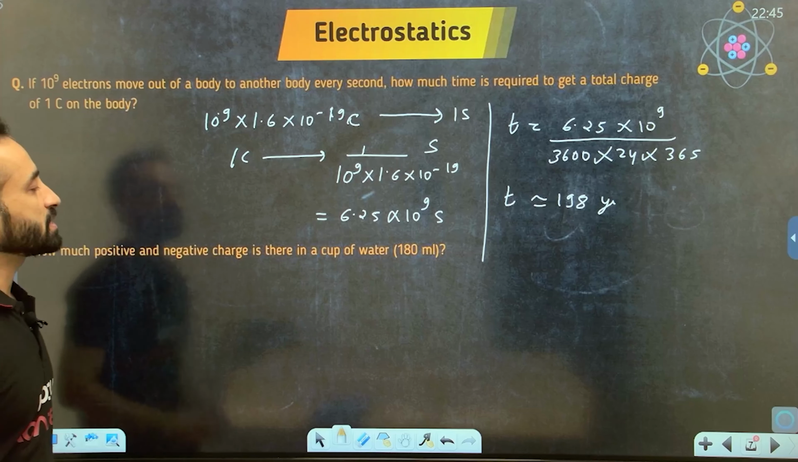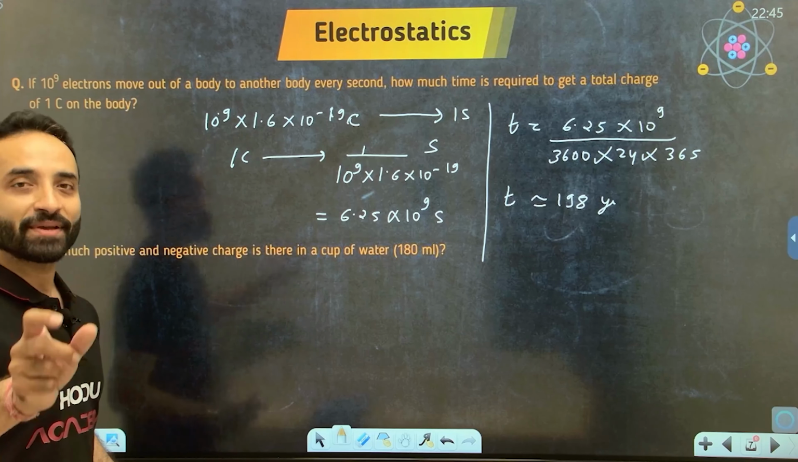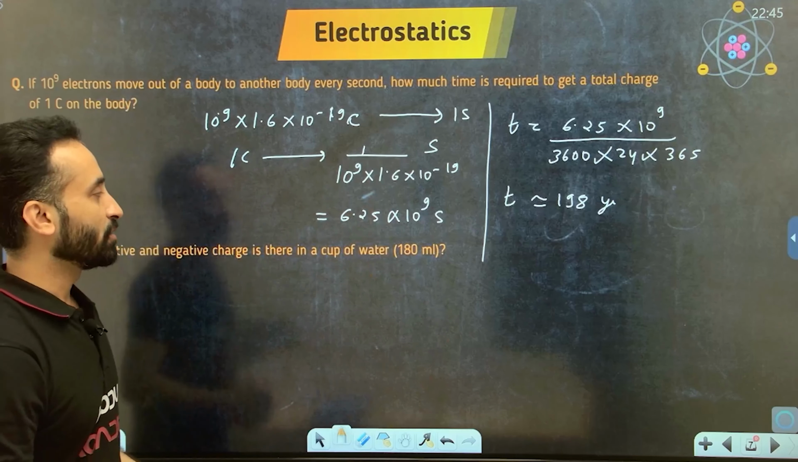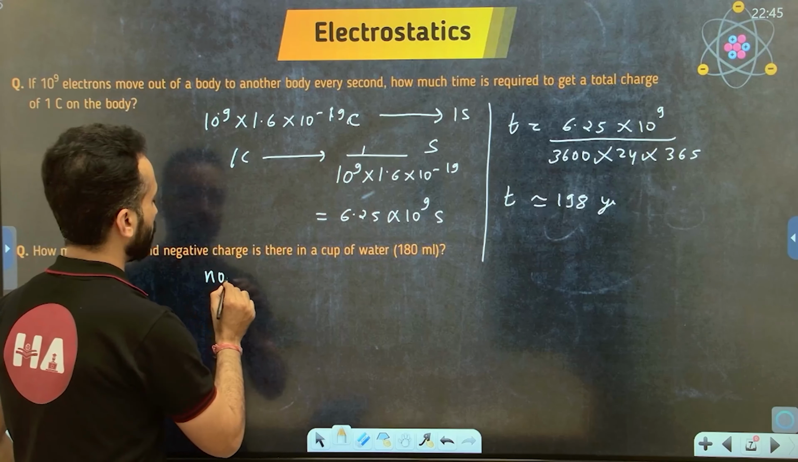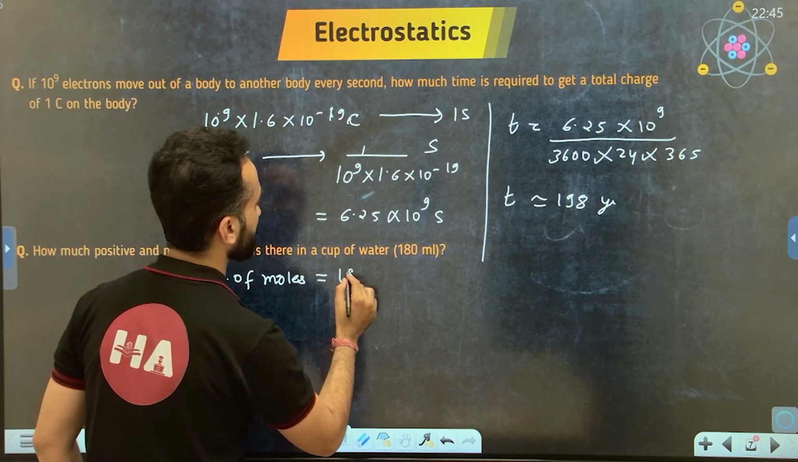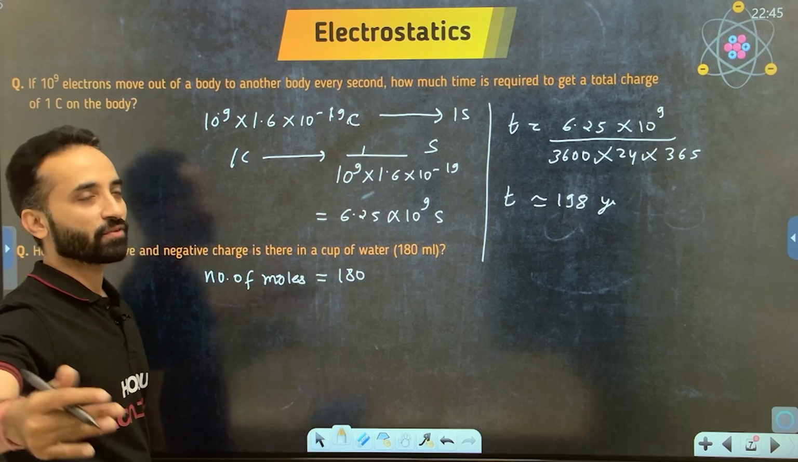Okay, how much positive and negative charge is there in a cup of water? So a cup of water might be neutral. We are just trying to figure out how much positive and negative there is. So I took water, let's say 180 ml. By the way, the density of water is 1 gram per ml. So 180 ml will also mean 180 gram.